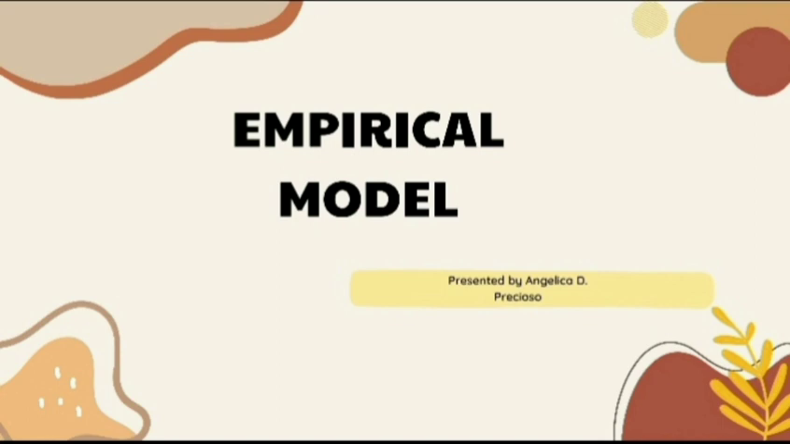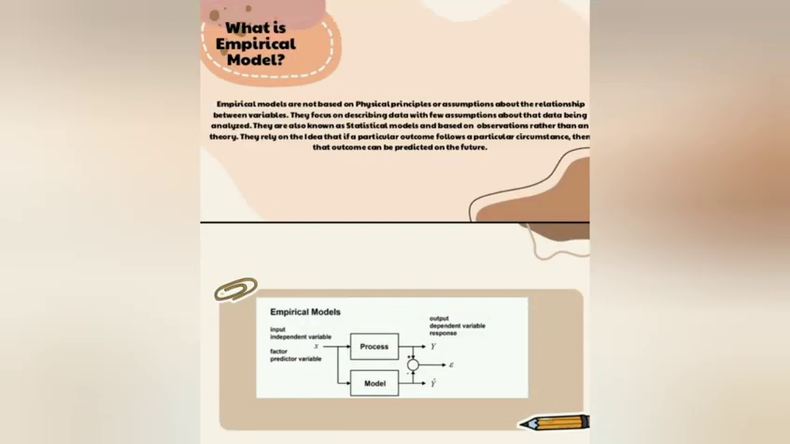There are actually three main types of model, but the one that I'm going to discuss is the empirical model. Now, what is an empirical model? Empirical models are not based on physical principles or assumptions about the relationship between variables. They are known as statistical models and are based on observations rather than theory. They usually rely on the idea that if a particular outcome follows particular circumstances, then that outcome can be predicted in the future.